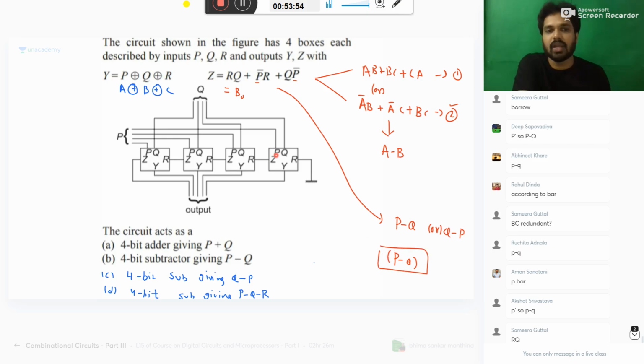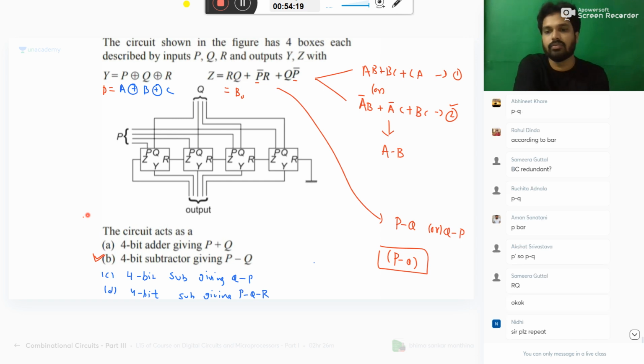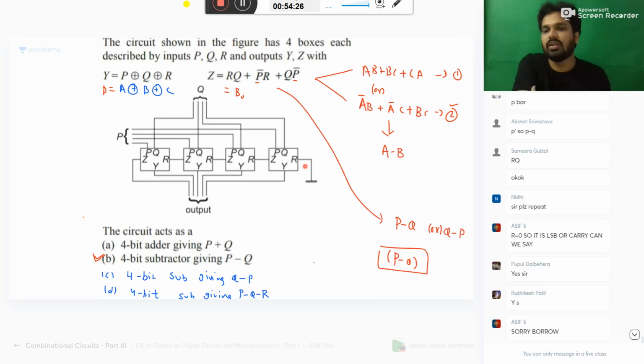So it is a subtractor circuit. Each box is one full subtractor, which will perform your difference and borrow of P minus Q. So 4 are cascaded. It is a 4-bit subtractor giving P minus Q, not Q minus P. Is it clear? Yeah, the initial borrow is 0. That's all.